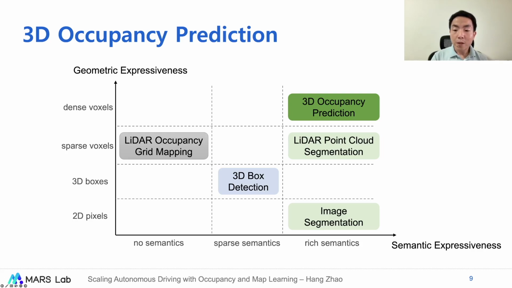On the bottom right, we have 2D image semantic segmentation and 3D point cloud segmentation. They are competitive in terms of semantics, but stay in a lower dimension or sparse representation in terms of geometry, like the point clouds. And finally, on the top right, we have 3D occupancy prediction, which offers us dense voxel predictions in the 3D world together with rich semantics.